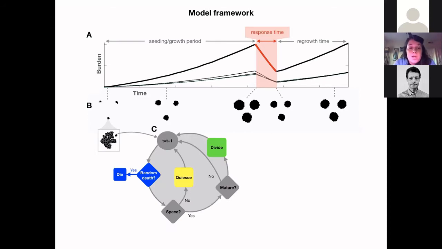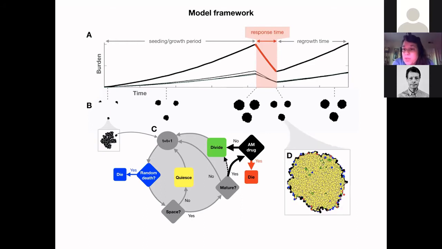process where first they could possibly have some random death, some cell turnover. They check to see if there's any space, and if not, they go into a quiescent state where they quit progressing through the cell cycle. Otherwise, they progress through the cell cycle until they're mature, so they have a certain timer specific to that cell, and then they'll divide and create another cell. We're assuming here that the drug has to go through mitosis, that is cell division, for the cells to die.